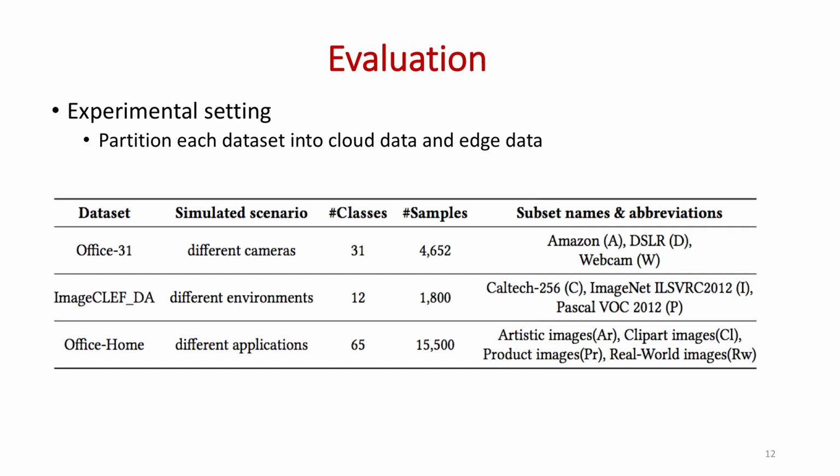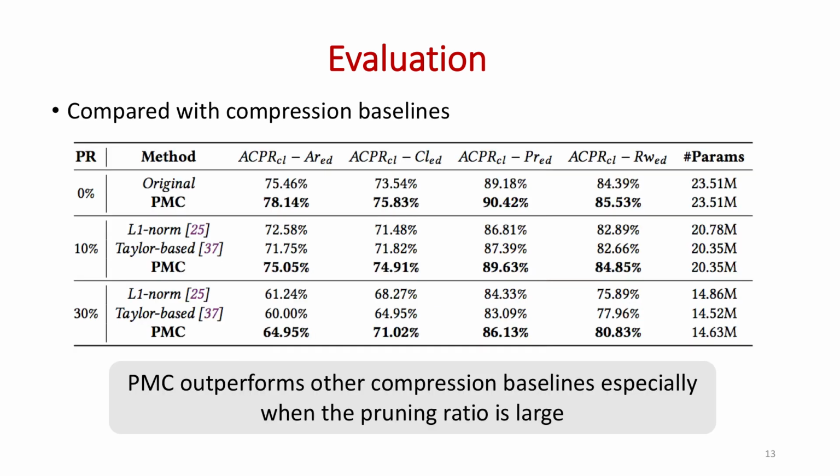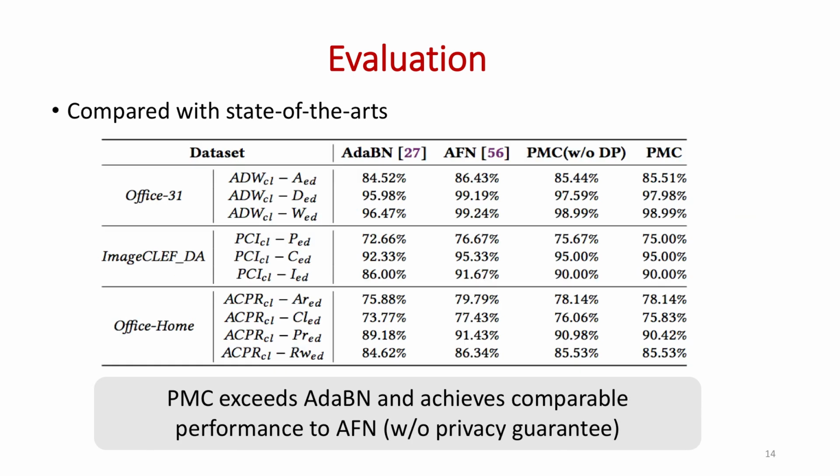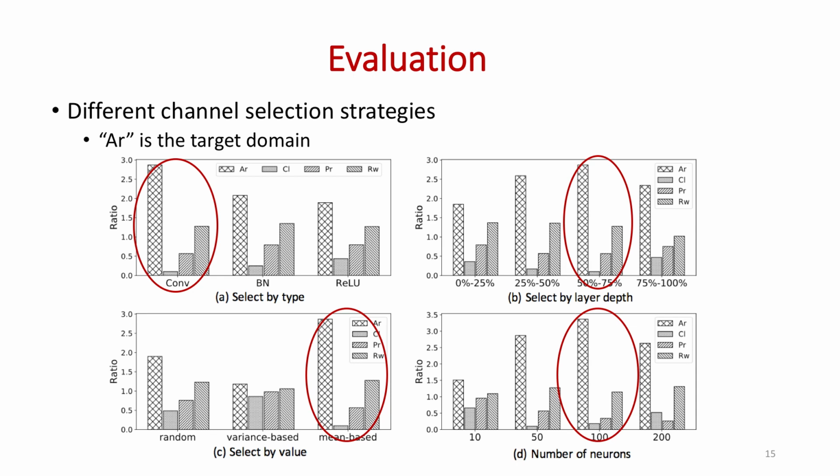We use three public datasets to simulate different scenarios. As shown in the table, PMC outperforms other compression baselines, especially when the pruning ratio is large. Besides, PMC can exceed the state-of-the-art method EdgeAI and achieve comparable performance to AFA, which is a method without privacy guarantee. We further explore the channel selection strategies in PMC and find the best choice for each component.